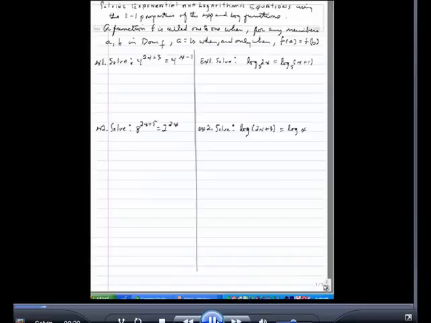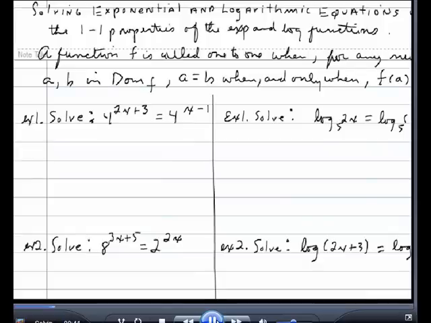Now we know that the log is the inverse of the exponential and the exponential is the inverse of the log, and we also know that only one-to-one functions have inverses. So the exponential function and the log function are both one-to-one functions, and we say a function is called one-to-one when for any numbers a, b in the domain of f, if a is equal to b, then f of a is equal to f of b, or if f of a is equal to f of b, then a is equal to b.